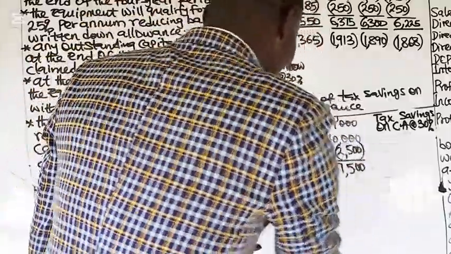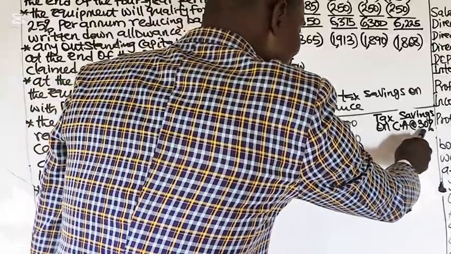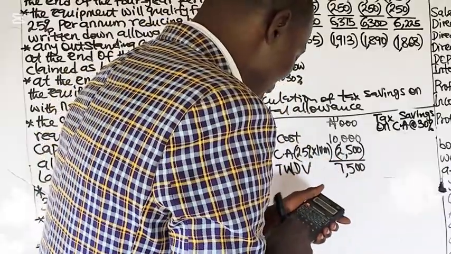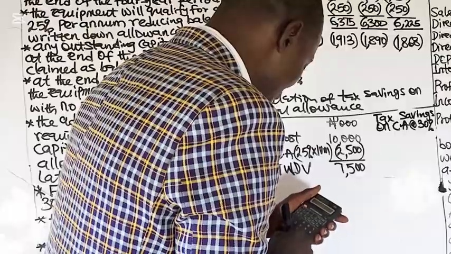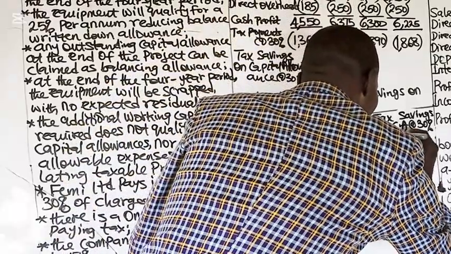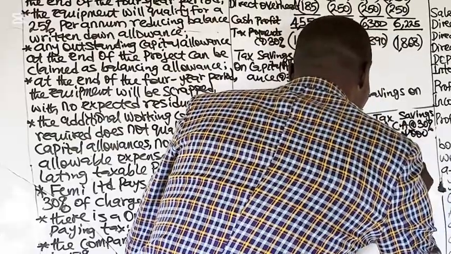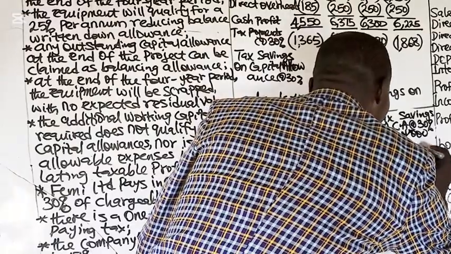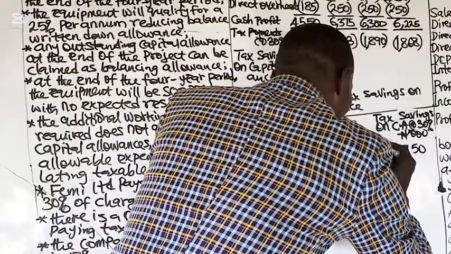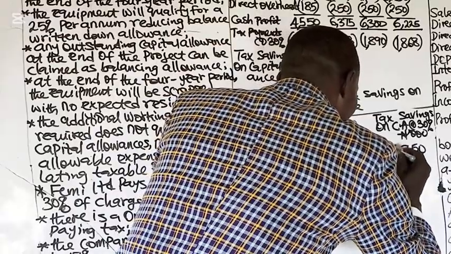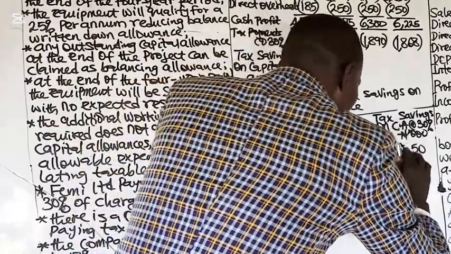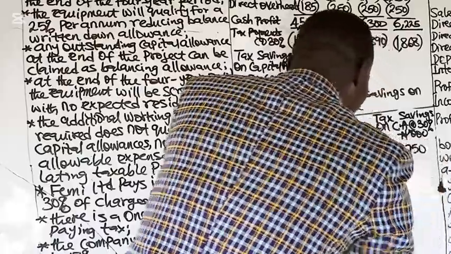The tax savings on capital allowance, the tax rate is 30%. Calculate 30% of the capital allowance, 30% of 2.5 million, that gives us 750,000. So our tax savings on capital allowance is 750,000. The 750,000 is obtained by calculating 30% of 2.5 million.